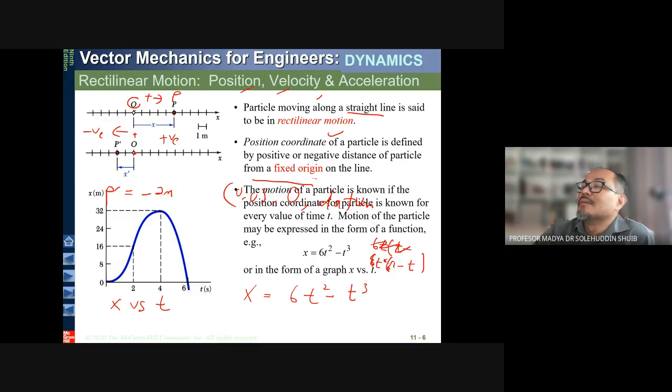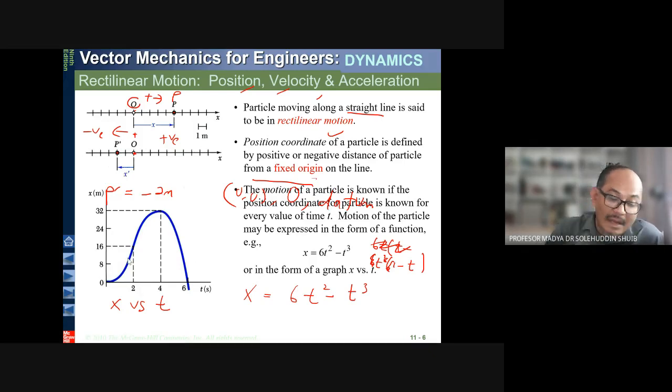So t square minus, okay, t square. So 6t square minus t cube, keep. Okay, so you get 6 minus. So you can factor out again. After that you can plot the graph.